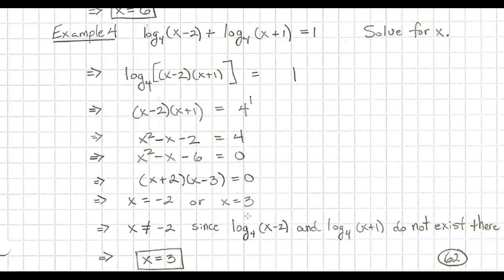And again, when I go back, I check, make sure whether these are both solutions. If I look up here and I see that if I plug in x equals minus 2, I'm taking log base 4 of a negative number. Here I'm also taking log base 4 of a negative number. That's not allowed. You can never take the log of a negative number. So x equals minus 2 is not a solution. So the only solution is x equals 3.